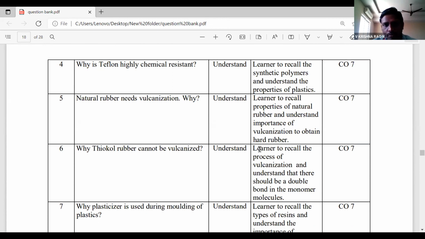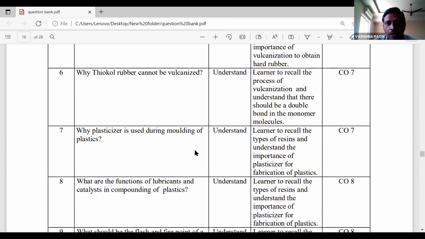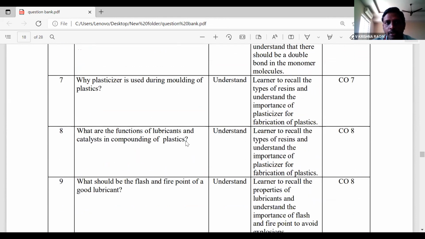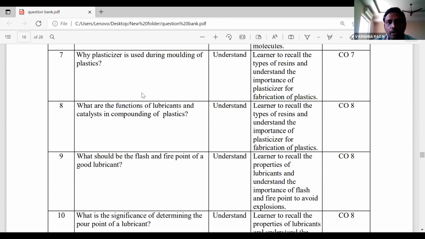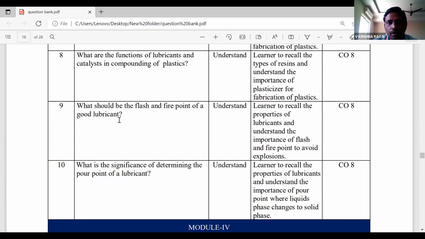Plasticizers, used during molding of plastics. What is the use of plasticizers? They give the plasticity and flexibility of the polymer. What are the functions of lubricants? It is not there. This is in the next one. Flash point is also not there. Flash point and fire point, and what is the significance?